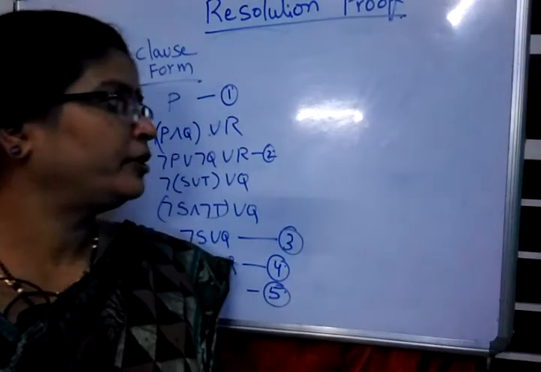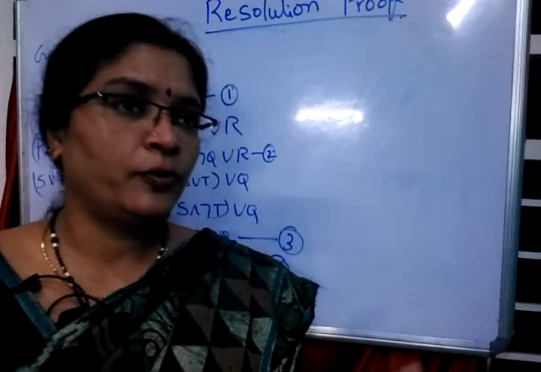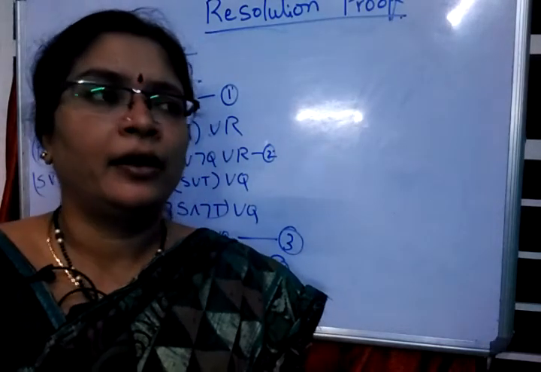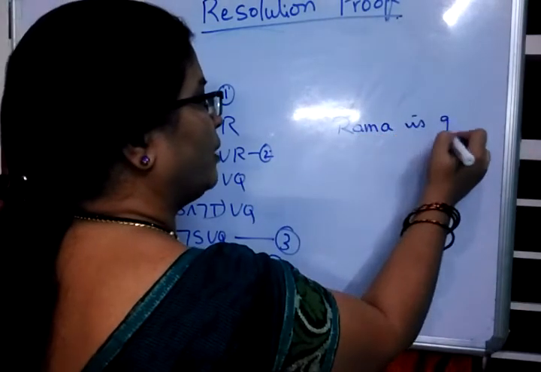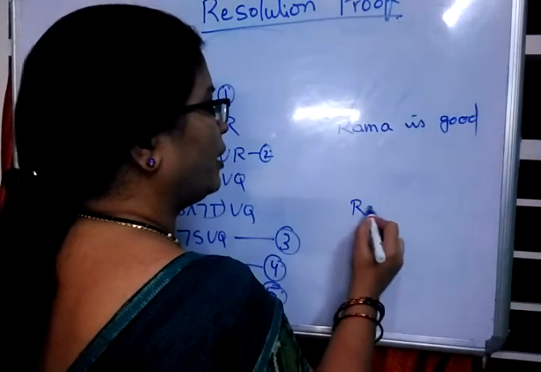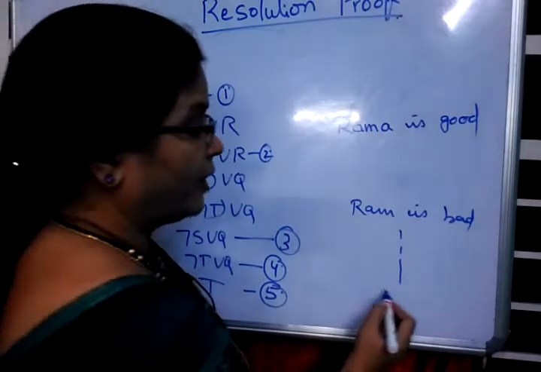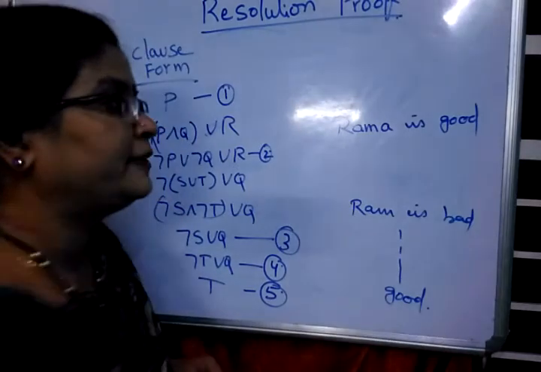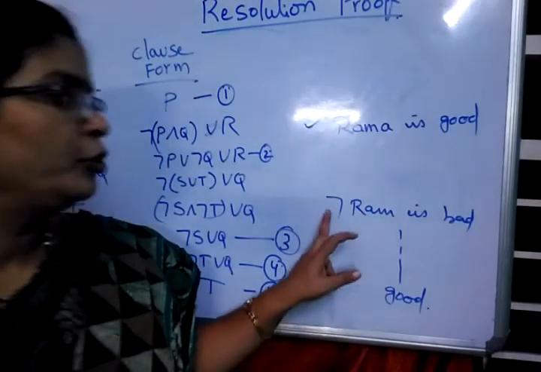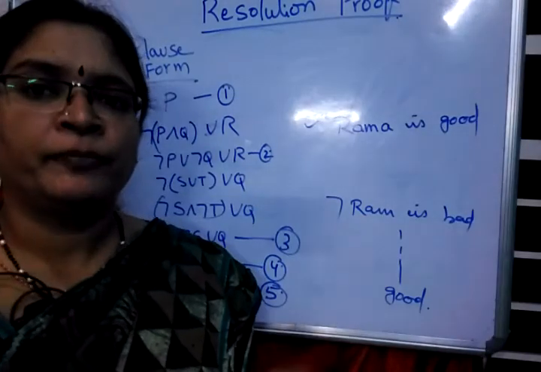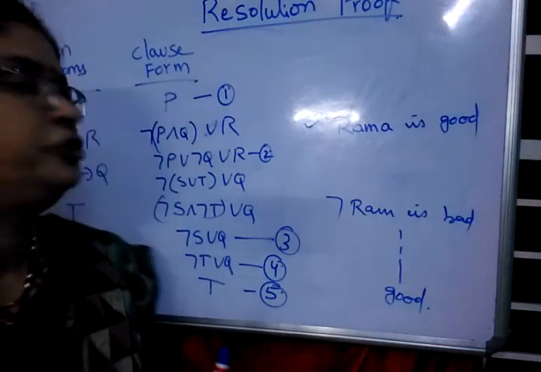While explaining the resolution, I told one thing: whenever you want to prove anything, say that Rama is good, you have to start by assuming Rama is bad, and finally you can prove that Rama is good. So this is nothing but proof by negation. Whatever you want to prove, you start with the negation of it. So this is called proof by negation or proof by refutation.